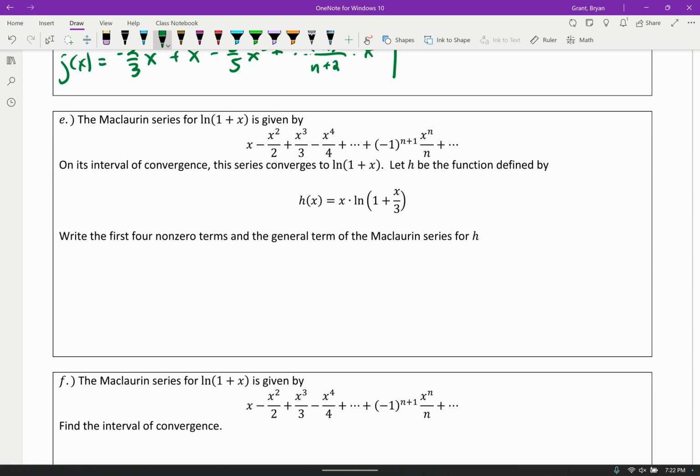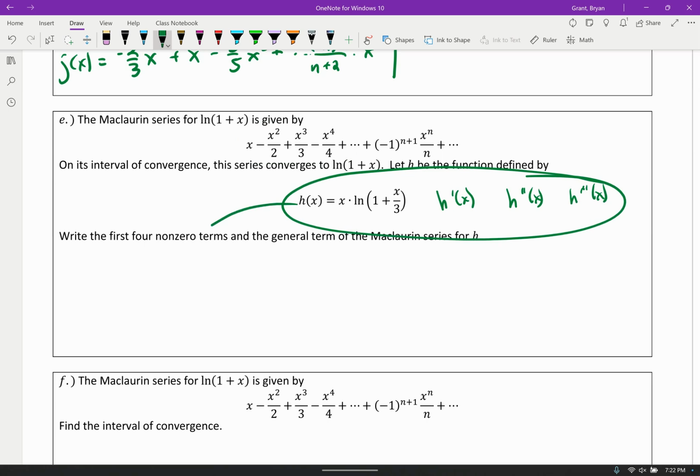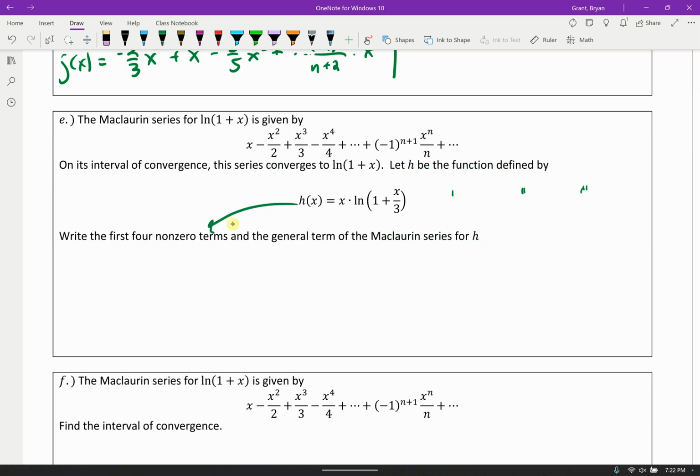Now, the long way to do this would be to take h of x, and then you would find h prime of x and h double prime of x, using the product rule and the chain rule all the way through h triple prime of x. And then you could use all of those to write the Maclaurin series. Or we could take what's already given to us and manipulate that to create h of x. So let's start. We know that h of x is x times the natural log of 1 plus x over 3.